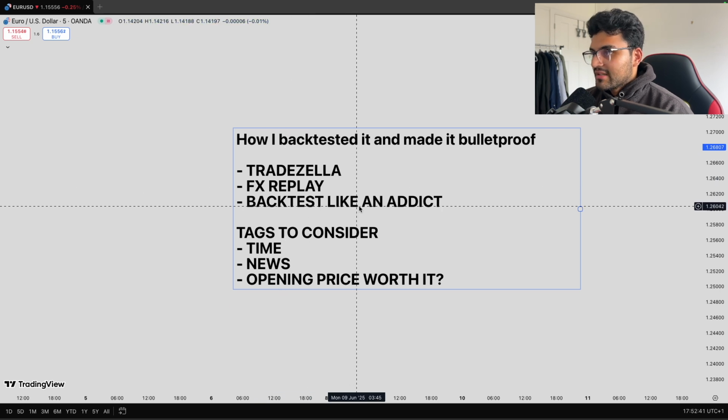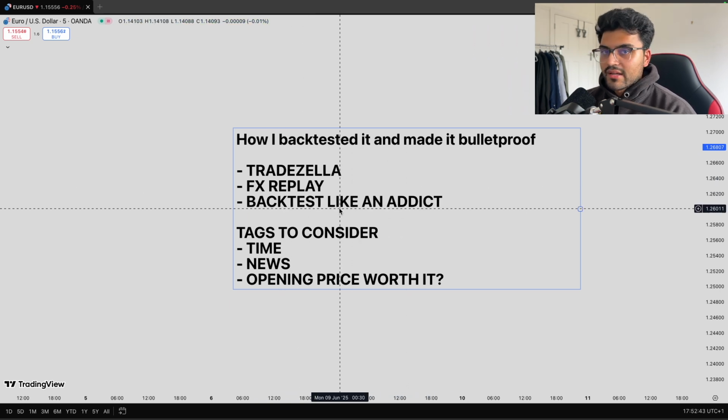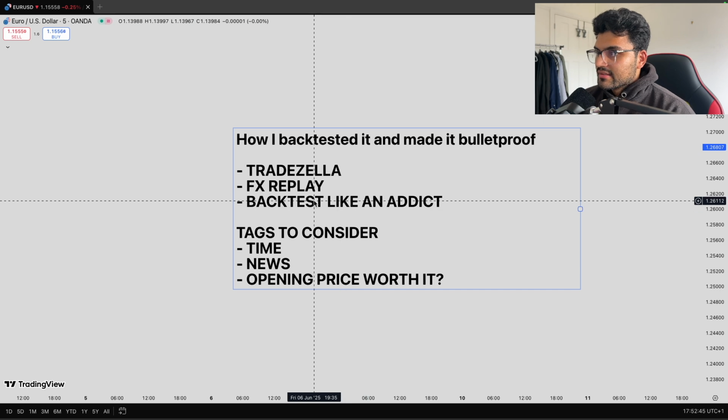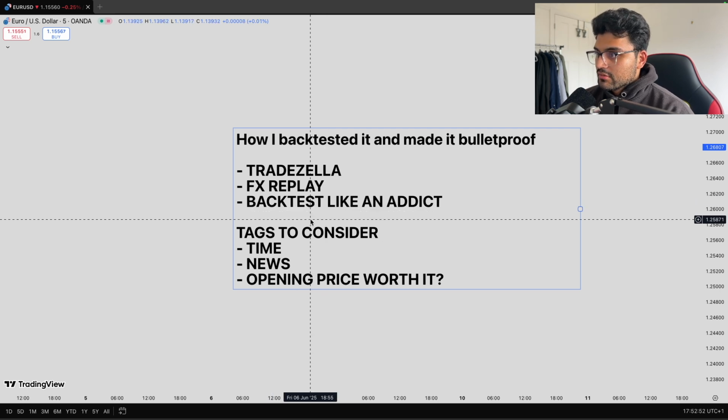So you want to basically backtest like an addict, because if you haven't backtested, or if you're not really that good at backtesting, you don't really know what you're looking for. And you need to get the reps in. It's like the gym. Get the reps in, you'll see the results.